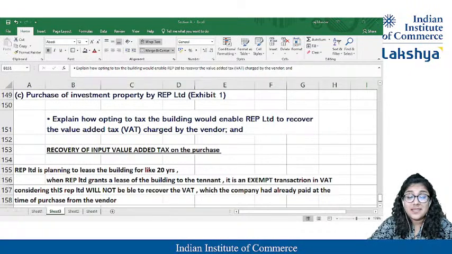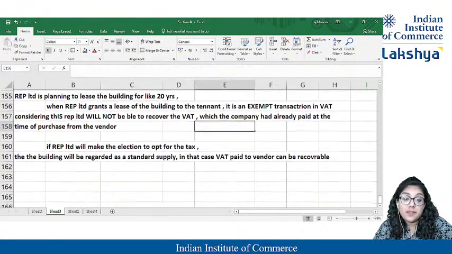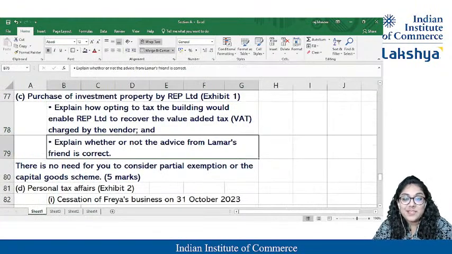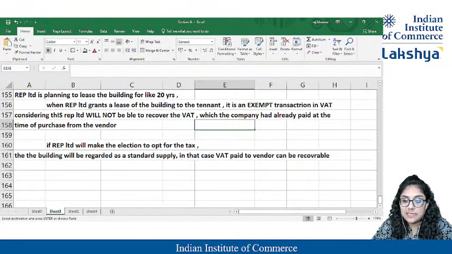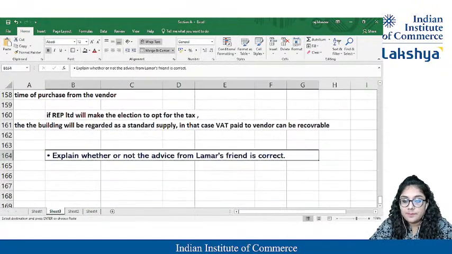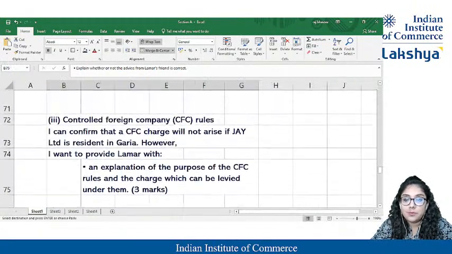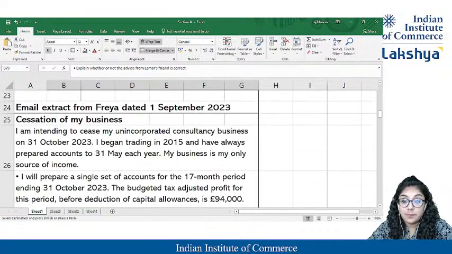But guys, this is not enough. There are some other people who are very smart, who have advised my client, his friends. Explain whether or not the advice of the friend was correct. So guys, what was the advice given by his friend? Let's see what advice he gave him.